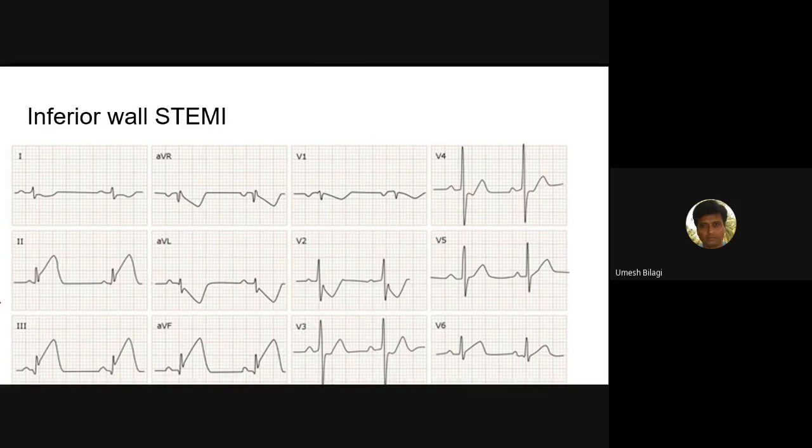Now this is a case of what do you say? This is a case of inferior wall MI, leads 2, 3, AVF. You can see there is ST depression here. Still it is called STEMI only.